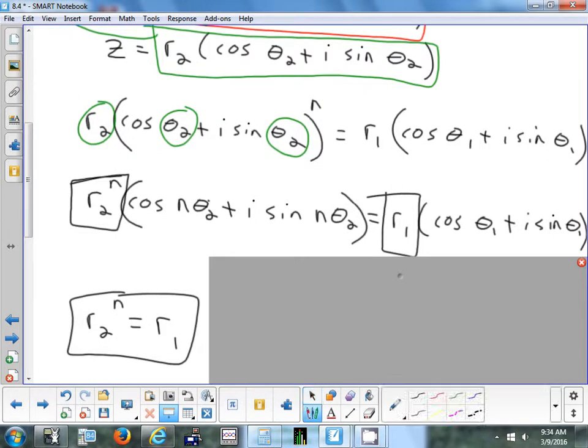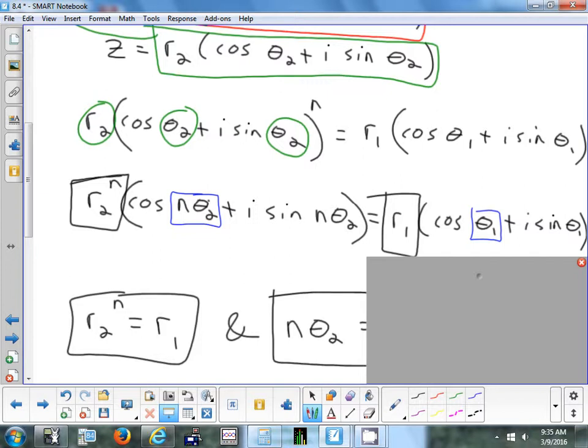Okay? And not only do the two radii have to match, what else do you think has to match? Cosine and sine. What about the cosine and sine? What about them though? Do thetas have to match? Yeah, the angles. And this angle has to be equal to this angle. So n theta 2 has to equal theta 1.